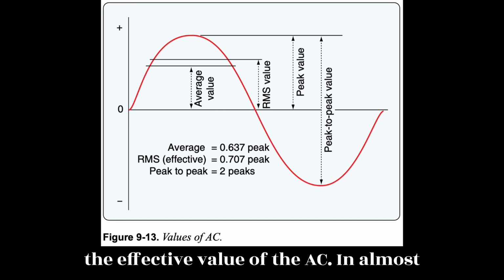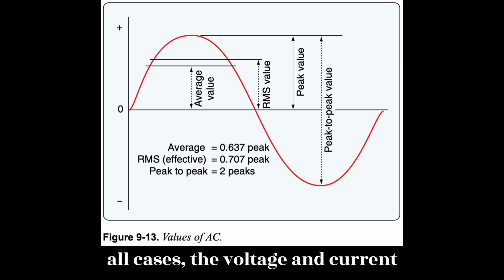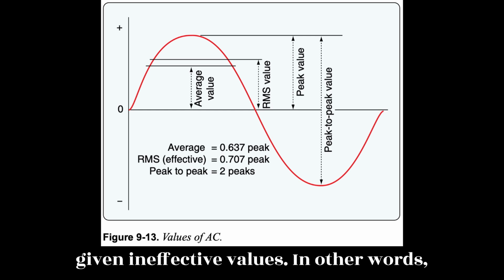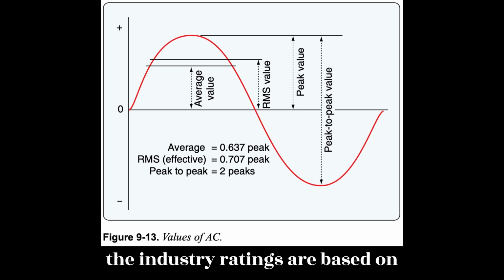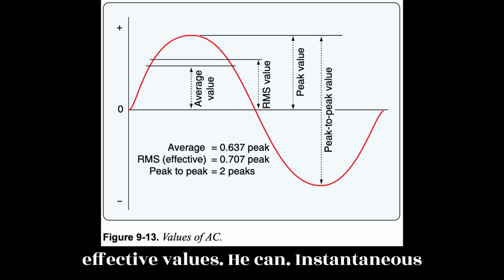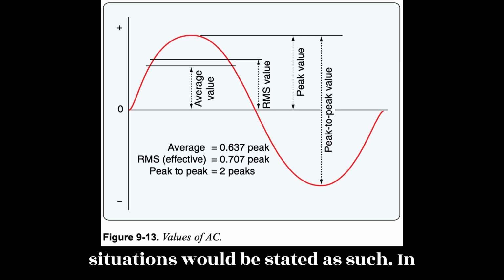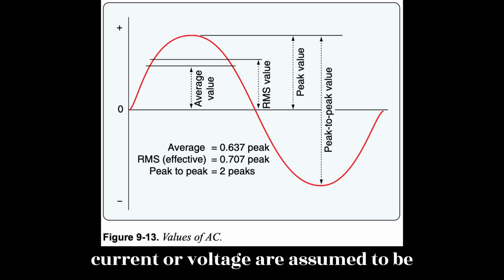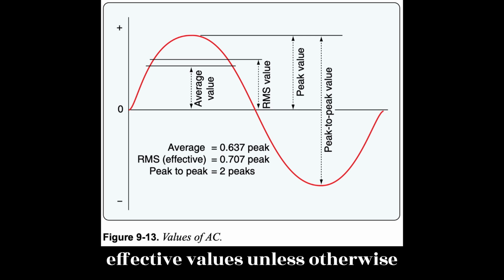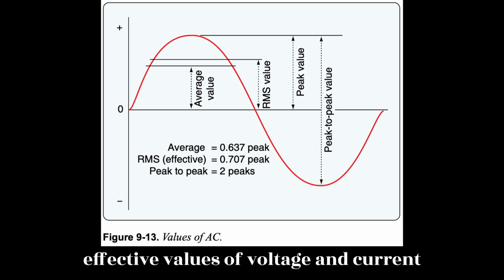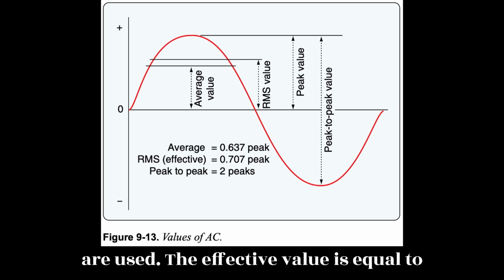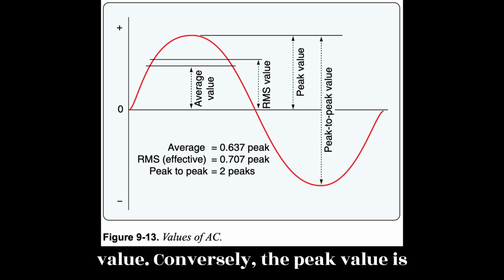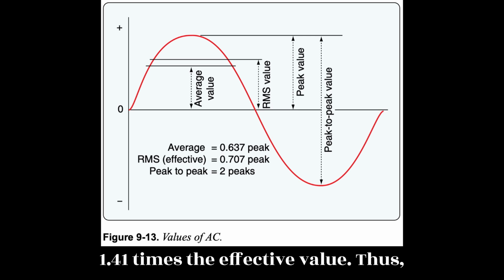Most AC meters display the effective value of the AC. In almost all cases, the voltage and current ratings of a system or component are given in effective values. In other words, the industry ratings are based on effective values. Peak and instantaneous values, used only in very limited situations, would be stated as such. In the study of AC, any values given for current or voltage are assumed to be effective values unless otherwise specified. In practice, only the effective values of voltage and current are used. The effective value is equal to 0.707 times the peak, maximum, value. Conversely, the peak value is 1.41 times the effective value.